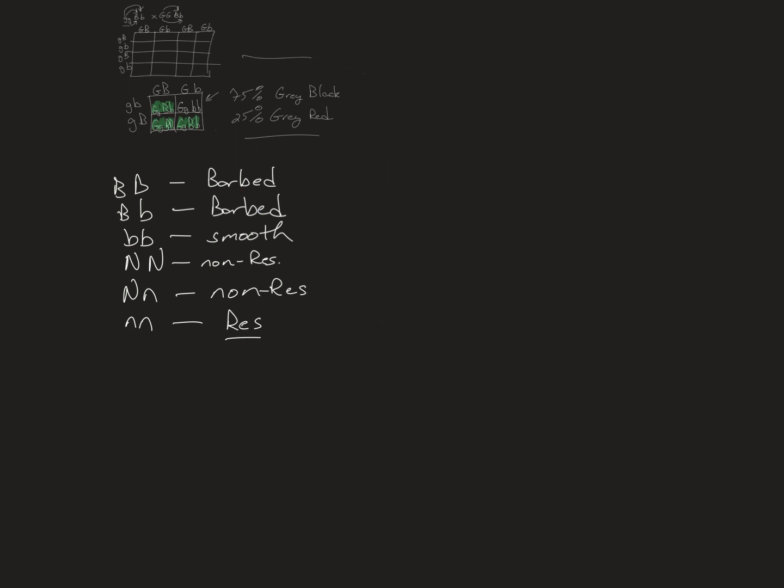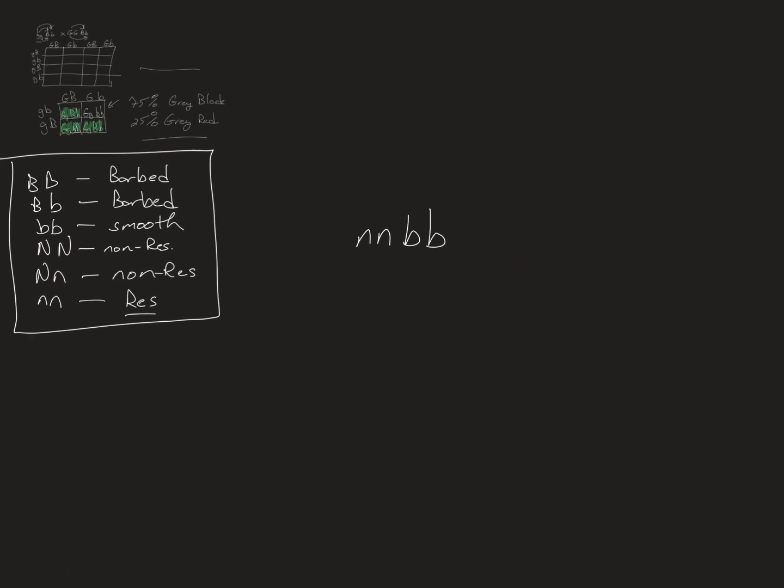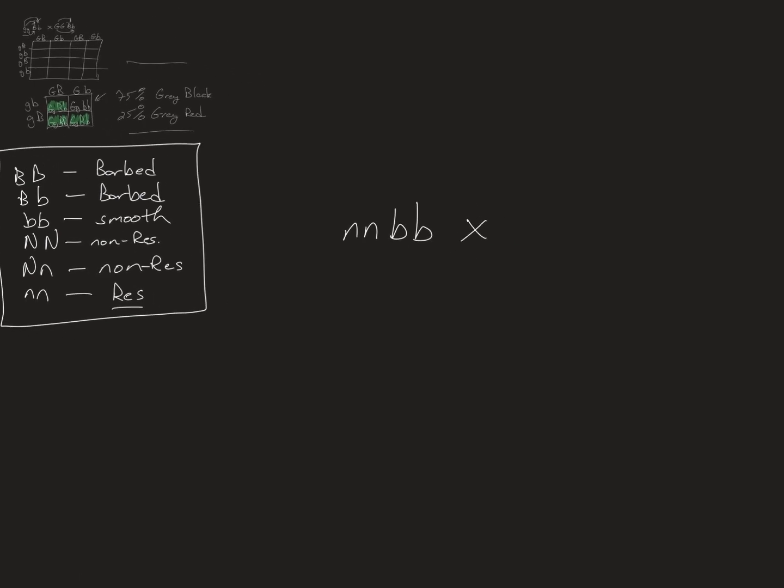So resistant to pesticide is what? Little n. So we know it's little n. And its smooth antenna is what? Double lowercase b. How do I know that? I have my key. Break down the paragraph. And then say it's crossed with. That means there's another being.